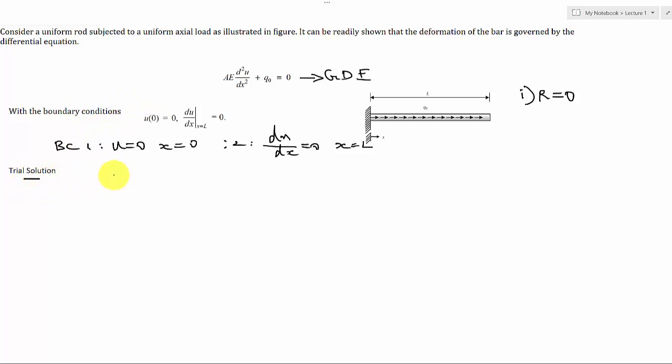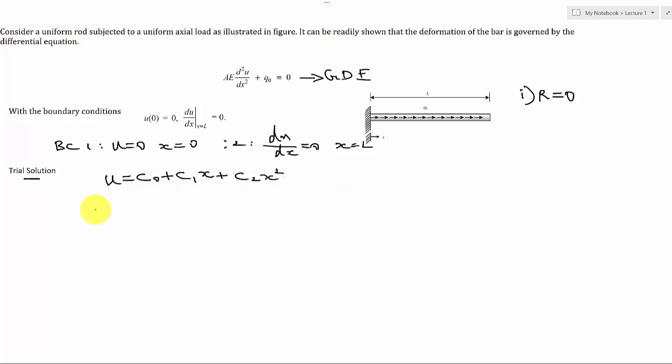So I am going to assume a trial solution, that is u is equal to c0 plus c1x plus c2 x square. You can extend up to c3 x cube, c4 x power 4. But the minimum requirement is, since in the governing differential equation the maximum order is 2, you should have at least x square in your trial solution. So that is very important. For example, if here you have d power 4, then you should have x power 4 in your trial solution.